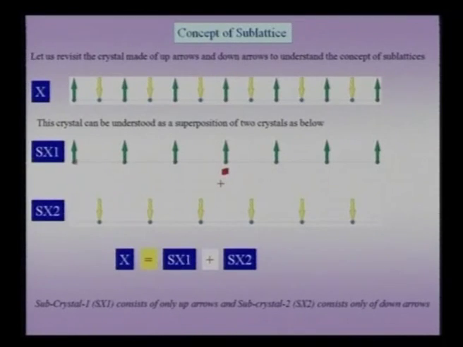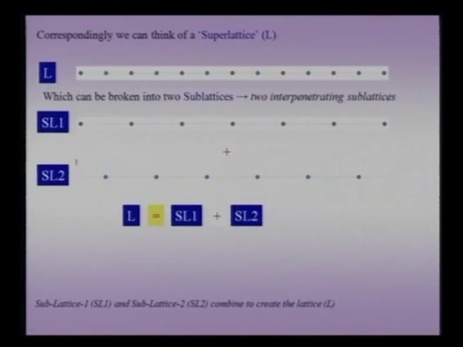Now, so far we have been talking about subcrystals. So let us now talk about the sub-lattices which go on to make these subcrystals and the crystal itself. Now, suppose I consider this array of points over which these up and down arrows were sitting. This itself can be considered as a lattice.